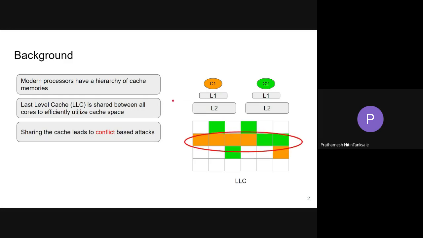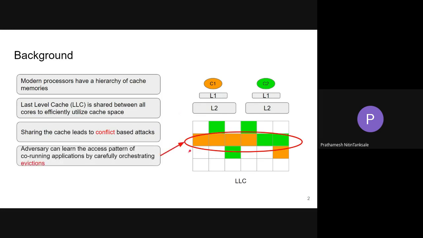So when we look at the last level cache, we see applications running on both the cores are sharing the cache, right? So here there is a possibility of conflict based attacks. What we really mean by conflict based attacks is that an adversary can learn the access pattern of the core running applications, and he can carefully come up with an algorithm so that he can make the evictions, right? So this is a typical architecture which we are looking at for this particular session.